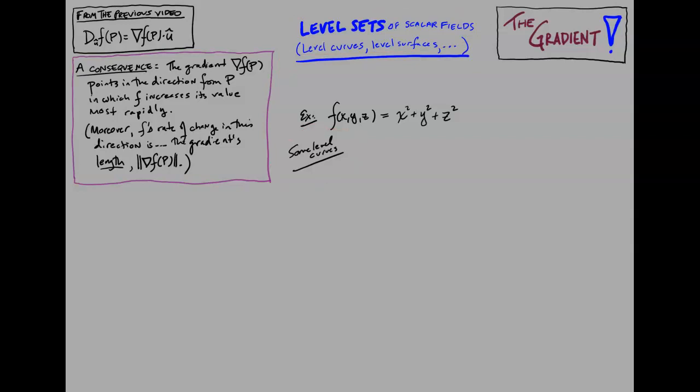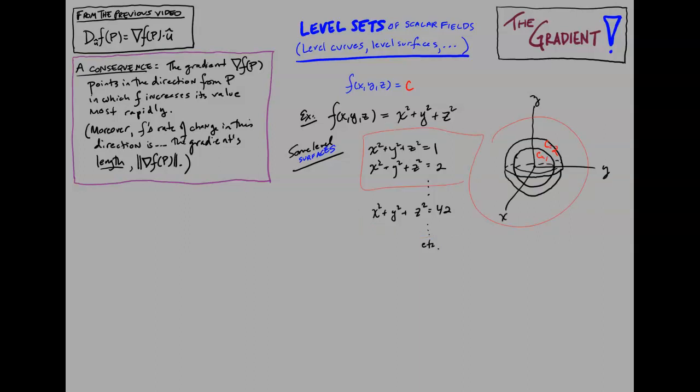Instead of level curves, they would now be level surfaces because the level sets would be of this form: F of x, y, and z is equal to some constant c, such as these. And each of these equations, each of these level sets, is in fact the surface of a sphere. Here are two of them, for instance.